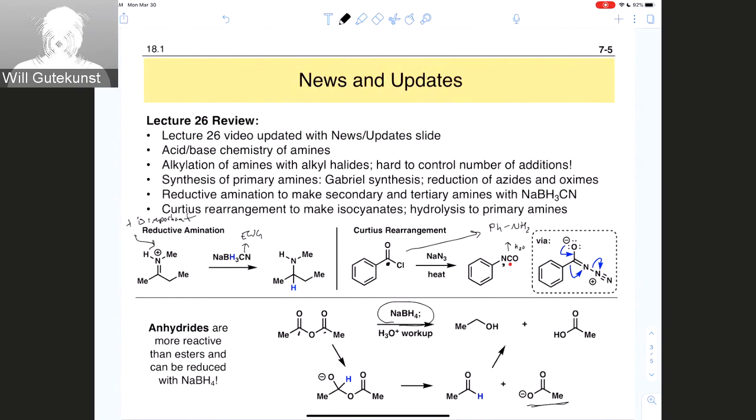Yeah. And so on the reaction summaries that I put on Canvas, this should be on that grid. All the new ones are highlighted in yellow. So if you're looking at functional group compatibility, or it's like, does this reagent reduce this type of functional group, that should help you out along the way.